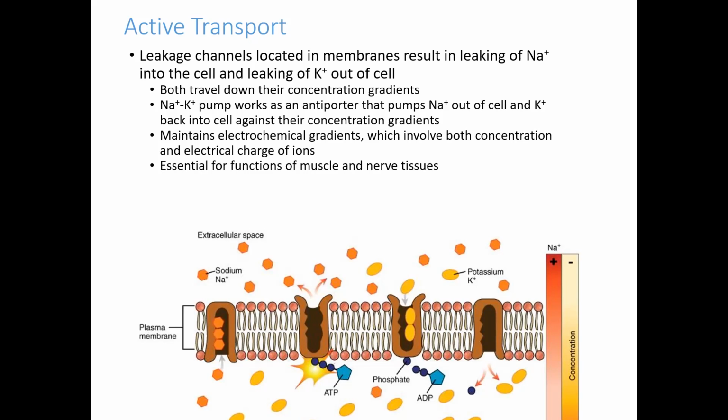The same pump that we use to pump sodium out can be used to pump potassium in. That's why they call it the sodium potassium pump. It looks something like this. It's a carrier protein embedded in the cell membrane, and it's designed only for sodium and potassium. Now the sodium potassium pump will pick up 3 sodiums out of the cytoplasm of the cell.